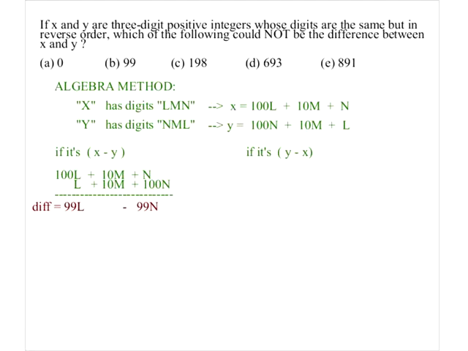If you do it this way, then it's Y on top. So that's Y is 1L plus 10M plus 100N. And then X is this.